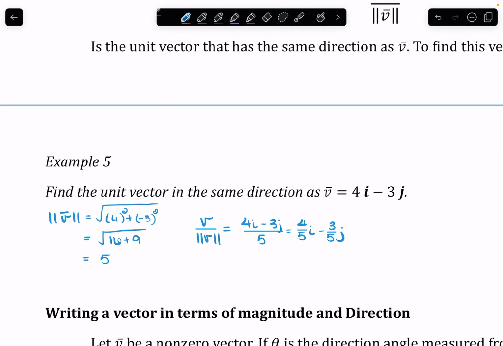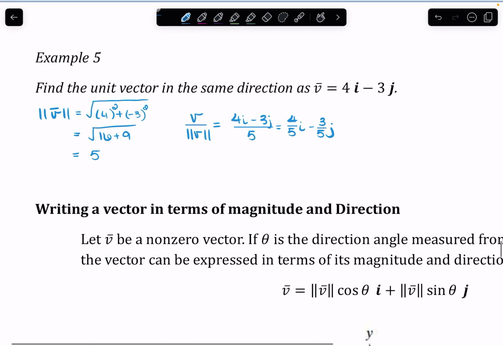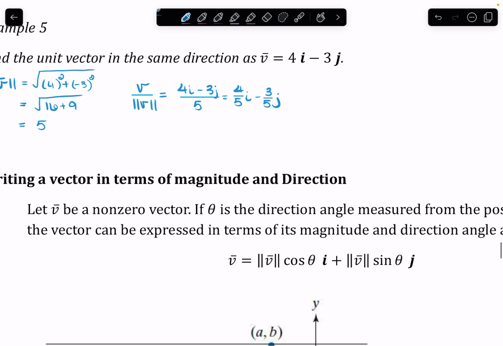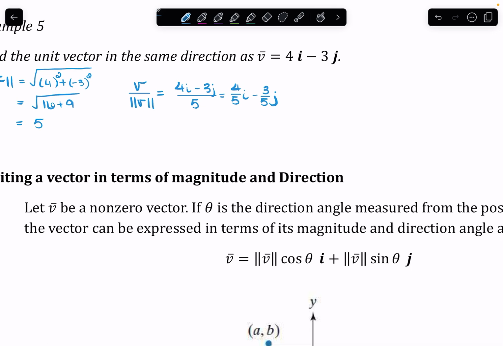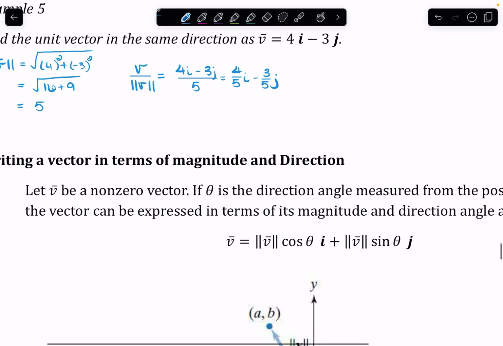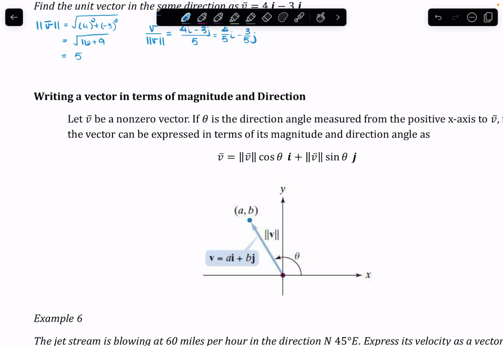All right, writing a vector in terms of magnitude and direction. So we haven't really brought a whole lot of direction in here. Now we're going to bring that in. So notice the reappearance of the trig. To write a vector in terms of both its magnitude and direction, vector v is the magnitude of the vector times cosine of the angle, i, plus the magnitude of the vector times sine of the angle, j. And a lot of where this is going to be used is going to be your word problems.